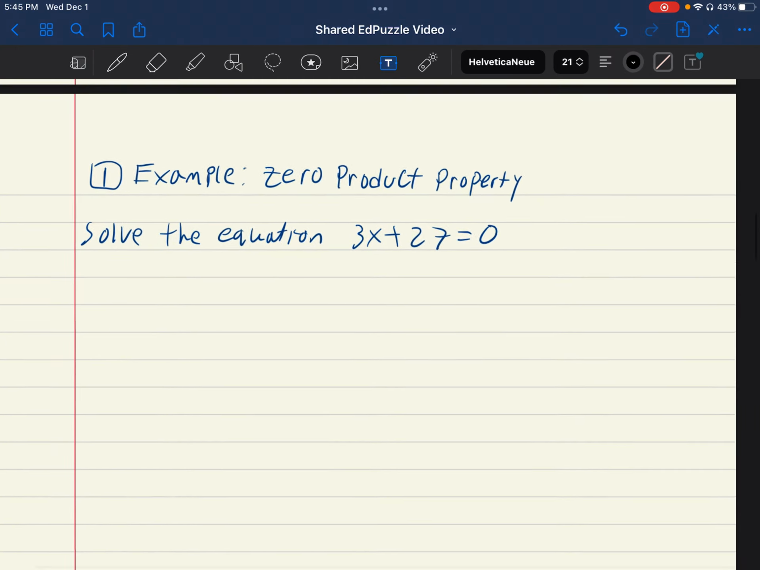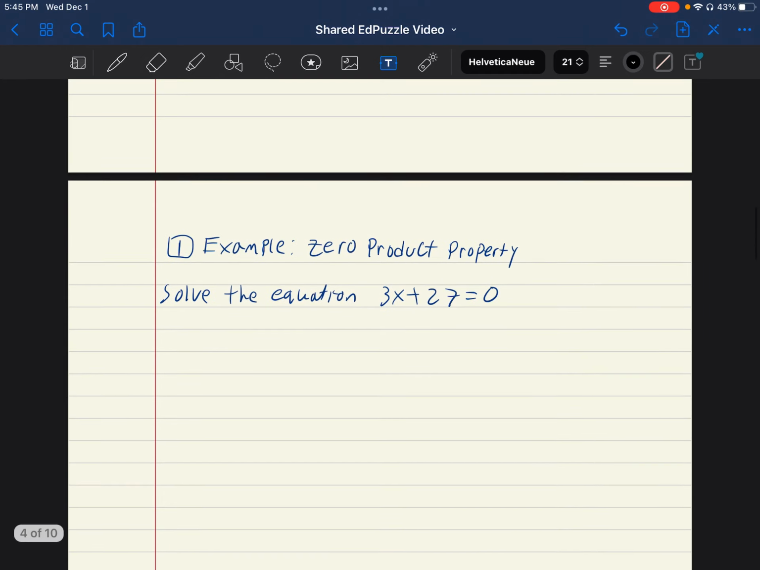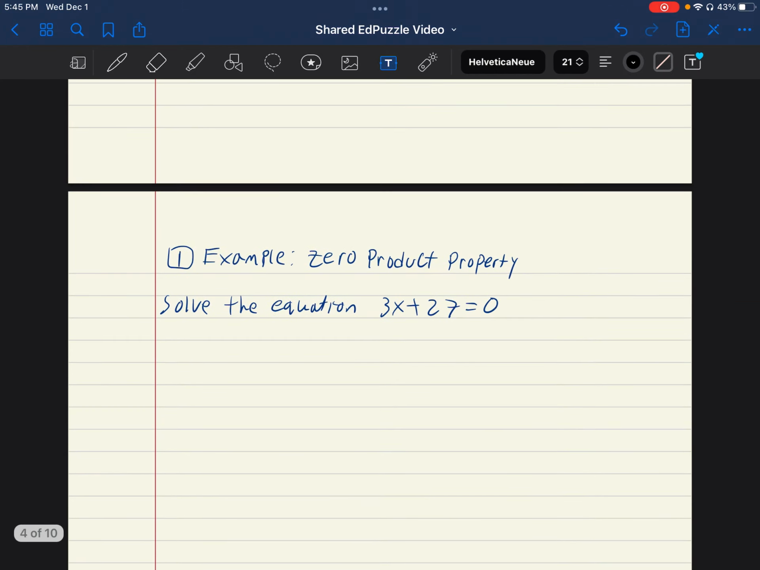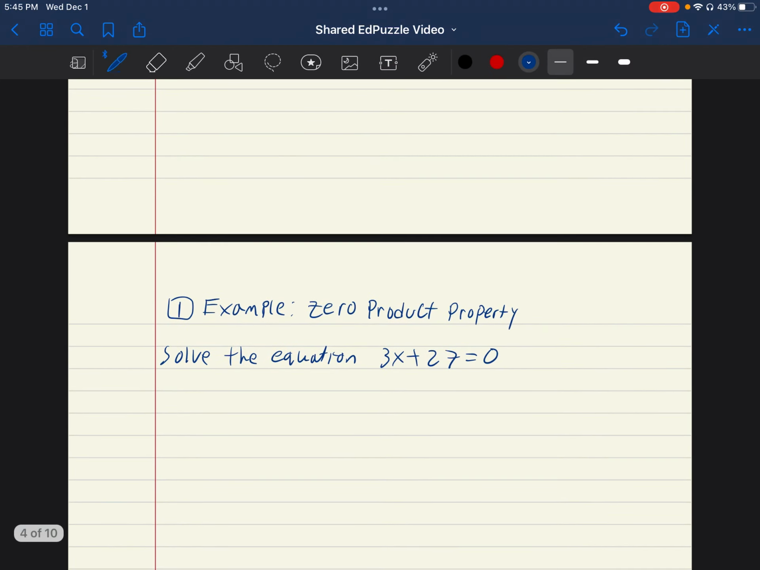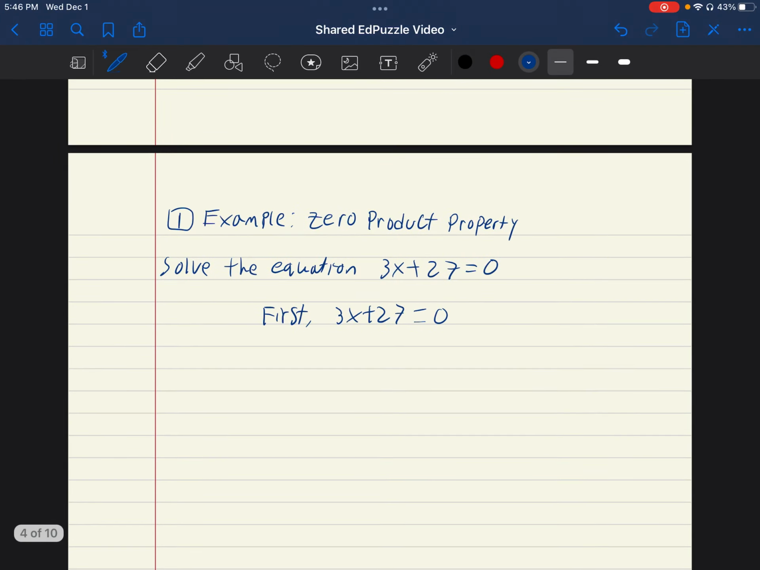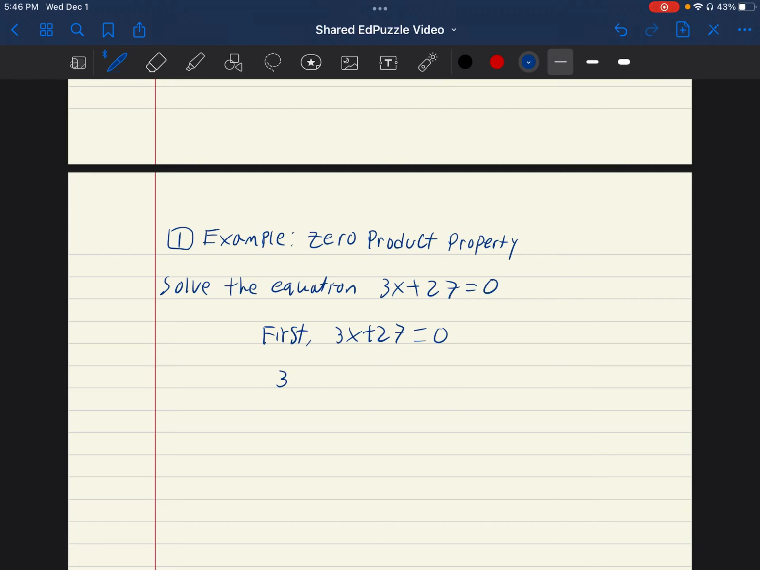Our first example is the same one as above, but we're including the zero product property. First, 3x plus 27 is equal to 0. Going from the one above, we can factor this. We know the greatest common factor between 3 and 27 is 3, so we have 3 times (x plus 9) is equal to 0.